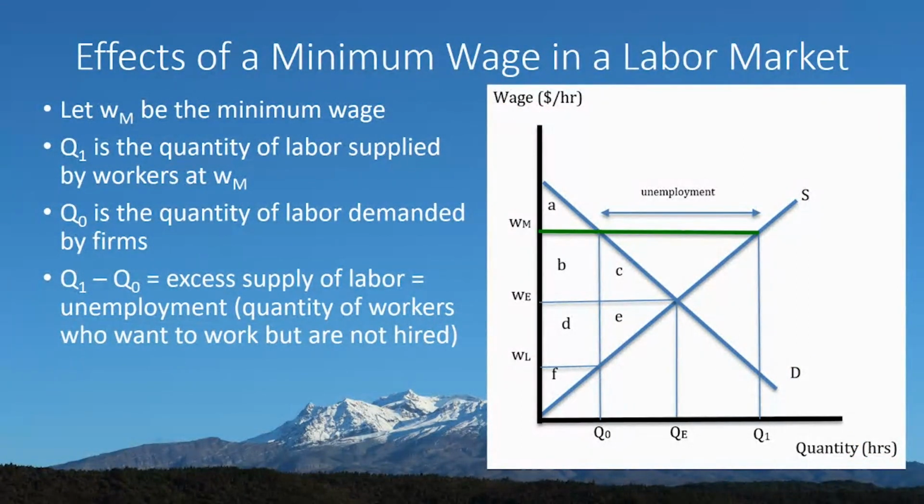Now, W sub E, first of all, is the equilibrium free market outcome. So if we left the market be free, then we'd imagine that the labor market would adjust to the wage W sub E, the equilibrium wage, and the equilibrium quantity of hours supplied and demanded would be Q sub E. Okay, so this is the free market outcome in this particular labor market.